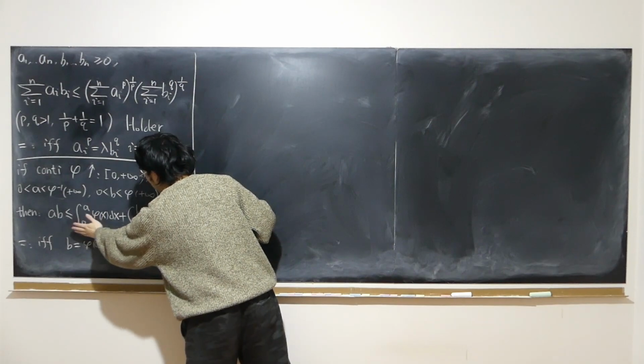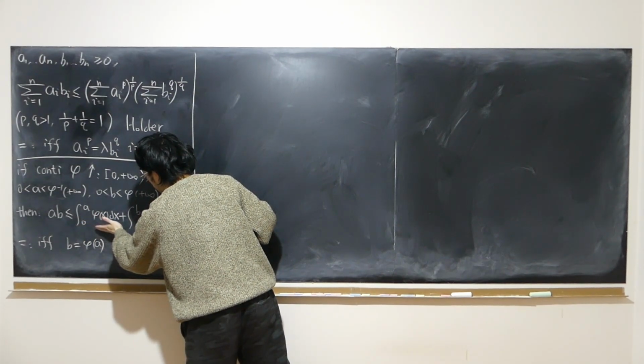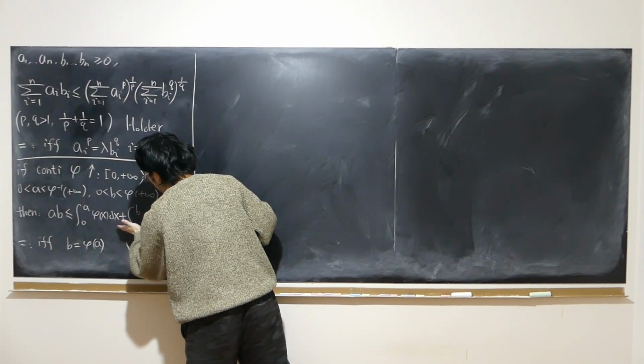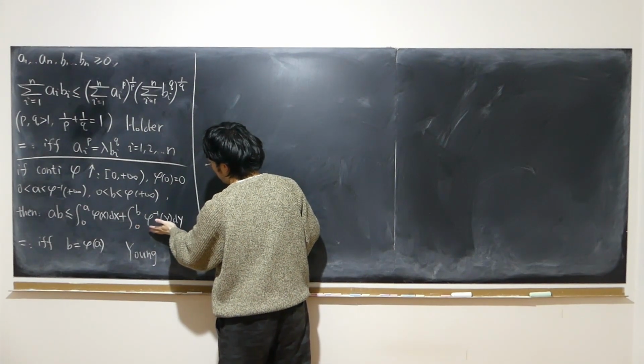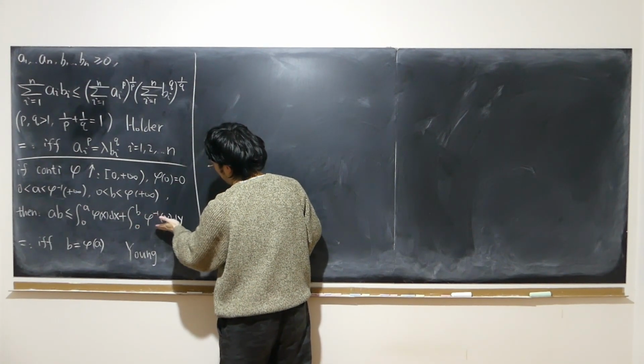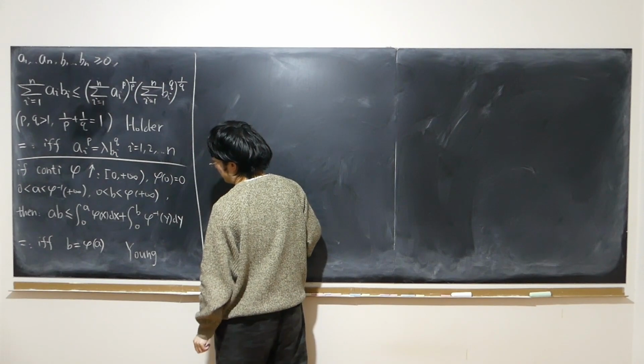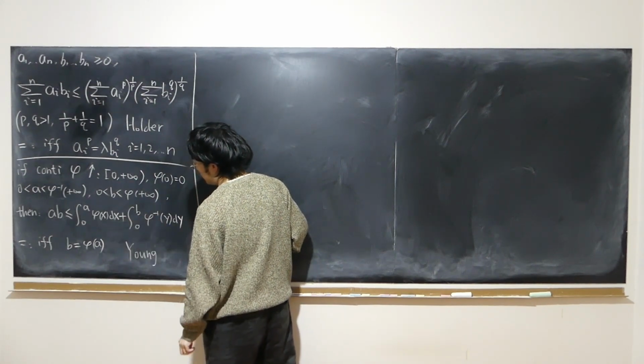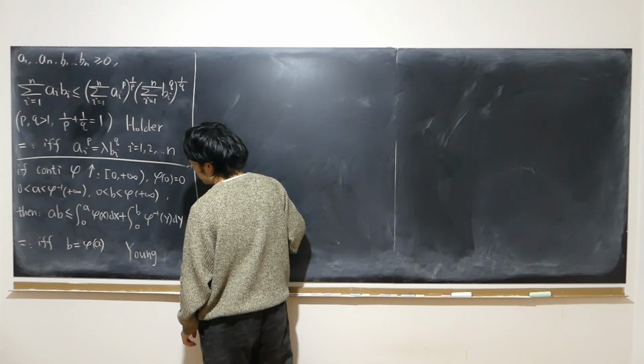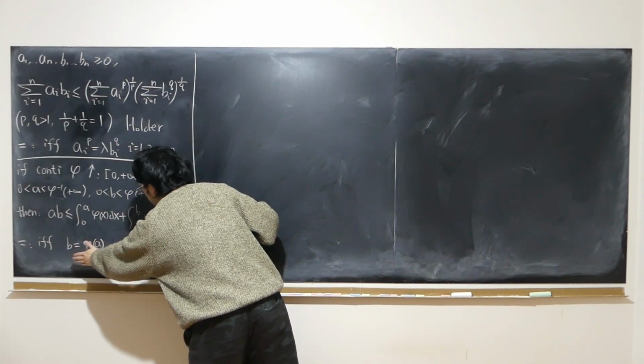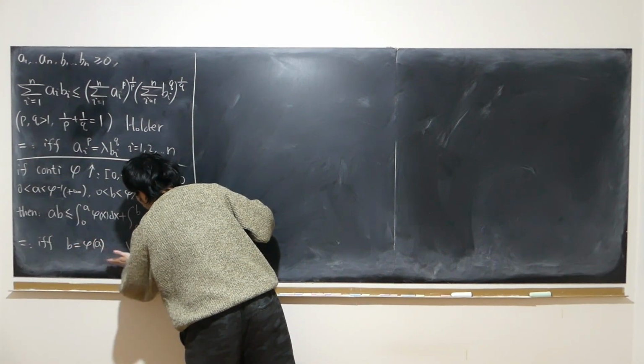Then we have a times b is no larger than the integral from 0 to a of phi of x dx plus the integral from 0 to b of the inverse of phi of y dy, the sum of two different integrals. And the equal sign holds if and only if b is equal to phi of a.